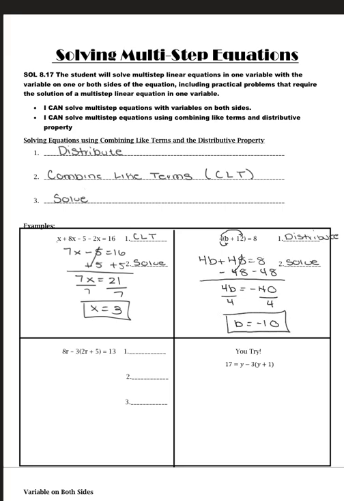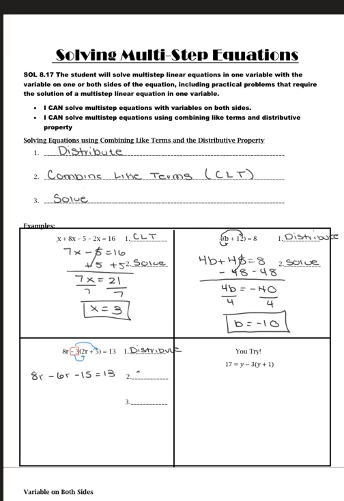All right. Taking a look at the third example, I can see here that I have to distribute. Very important for us to point out is that you have to take the sign with the 3. So everything in the parentheses is going to be multiplied by negative 3. So I'm going to have 8r minus 6r minus 15 is equal to 13. So my first step, I have to distribute.